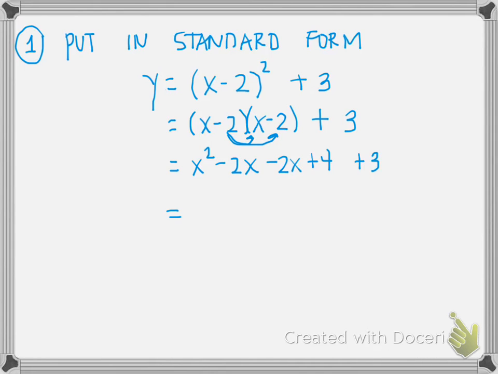So solve. So x squared minus 2x, that's going to be negative 4x. And then 4 plus 3 gives me a 7. So there's your standard form.